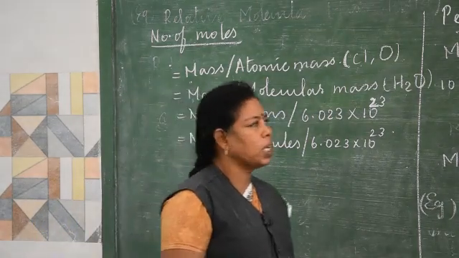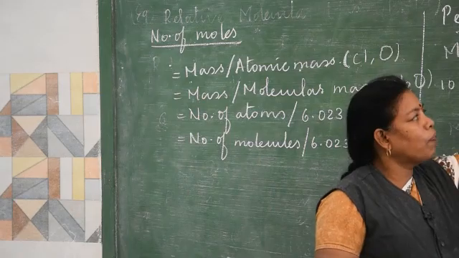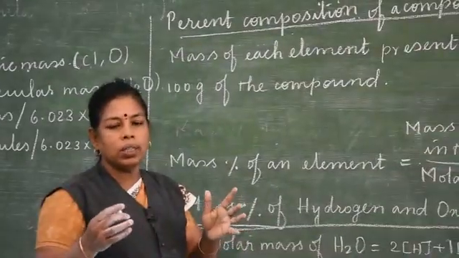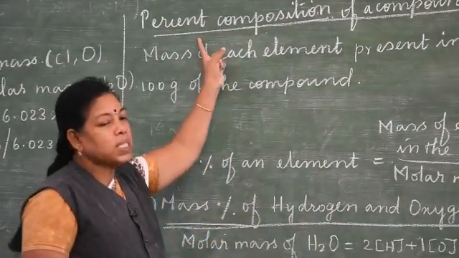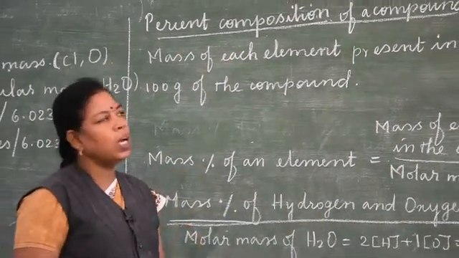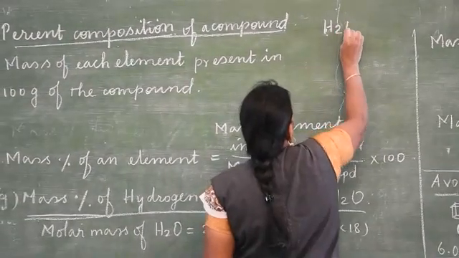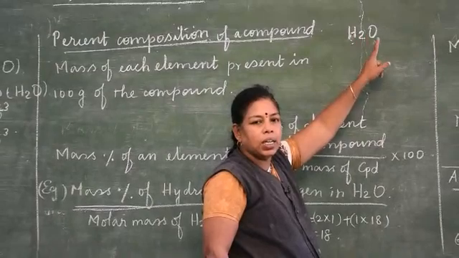Next we are going to see percent composition of a compound, the percent composition of an element in a compound. The compound consists of 2 or more elements. How to find out the percent composition of an element in a compound? For example, water is a compound. It consists of 2 elements: one is hydrogen and another is oxygen.